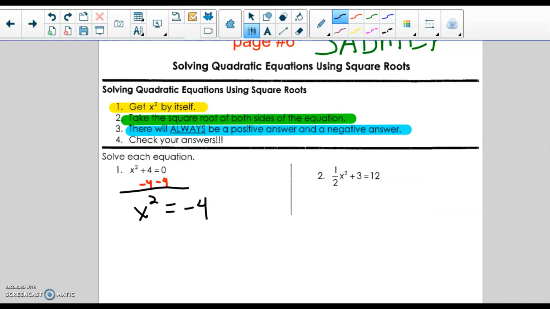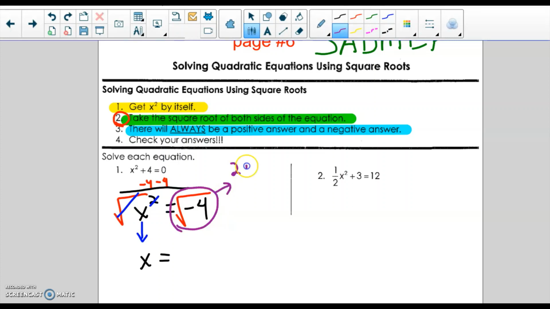Okay? So now that we have the x squared by itself, we're in step 2 right here that says take the square root of both sides of the equation. So we're going to take the square root, making sure we do both sides of the equation. When you square a square root, the square and square root cancel each other out, leaving you with just the x. So we have x on the left. Now, this is where we get a little complicated. This is where our math actually comes in. This is not done, okay?